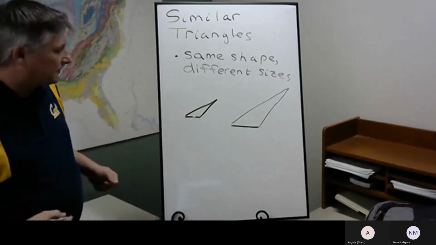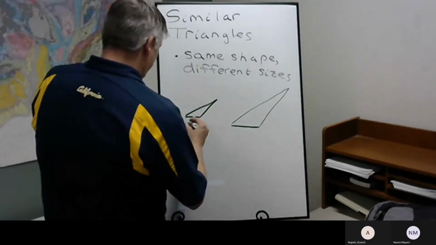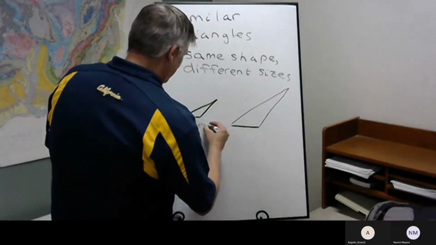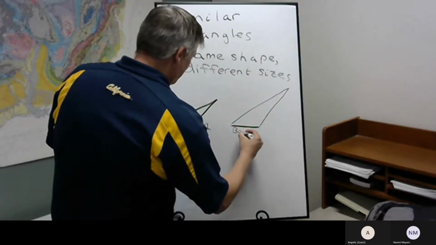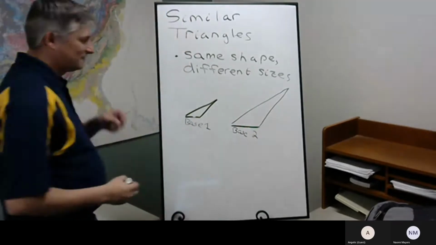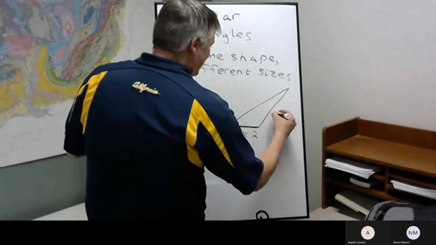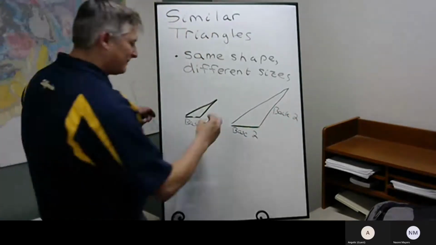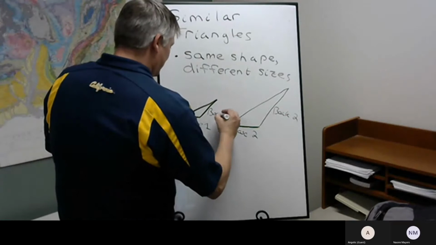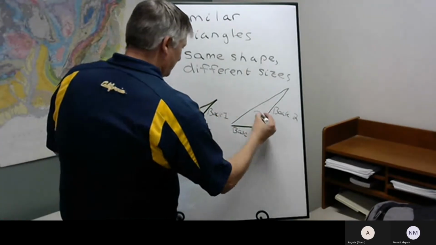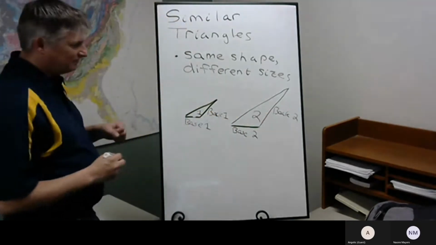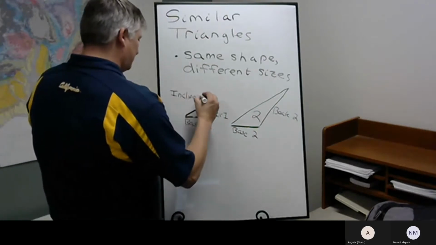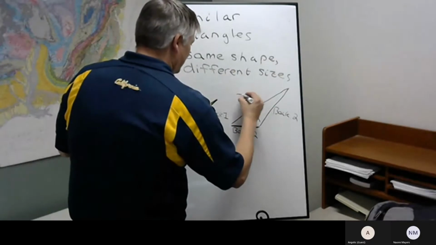So let's say we have some different sides. So we could call this a base. Let's call this base 1, base 2. This is the back of the triangle, so we could call this back 2 in triangle 2. This would be back 1 for triangle 1. Call this 2 and this 1. And this would be incline 1. This would be incline 2.